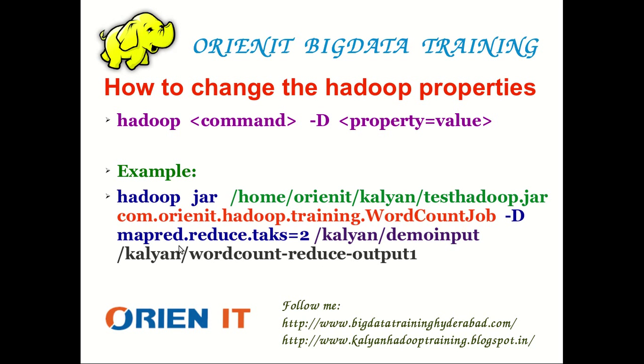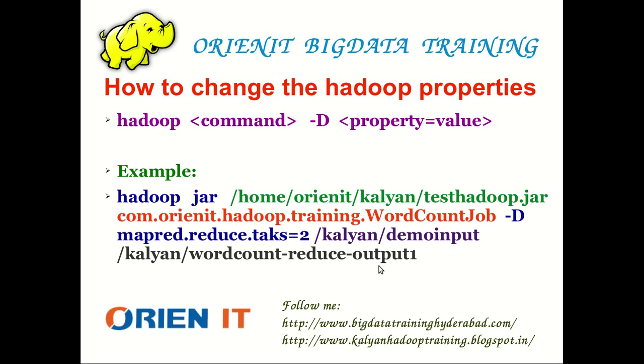By default, the number of reducers for the job may be set to 1. I want to change it to 2. So how to do that? First let me execute the first part, then we'll go for the second also. And here I'll be providing the input and output.